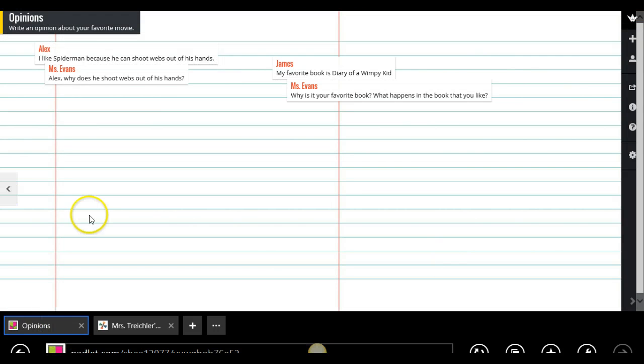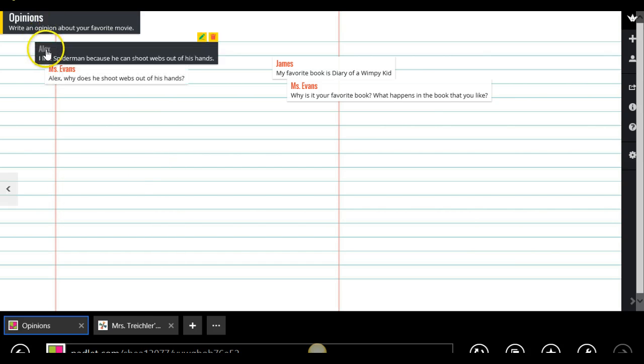Another example of a Padlet is to have students talk about their opinions. We're doing opinions in second grade, so I asked students to write an opinion about their favorite movie. Of course, this is just something I created for demonstration purposes, but this can also be used in your classroom.